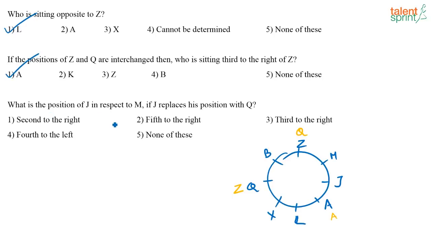Now, what is the position of J with respect to M if J replaces his position with Q? So J and Q are interchanging their positions. J is coming here, Q is coming here. Position of J with respect to M. If you look at M, this is to the right of M, right? So J is sitting third to the right of M. So the correct answer here is option 3. J is third to the right of M. Yes, good. Next one.